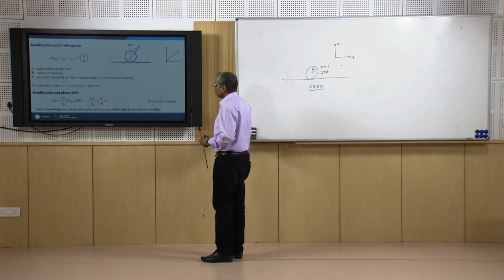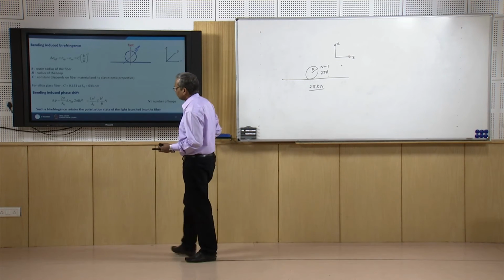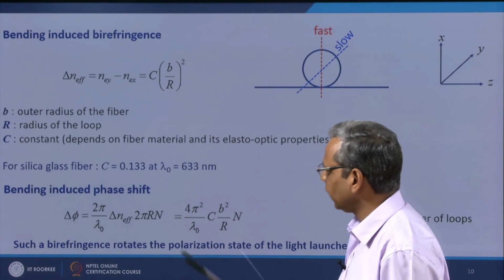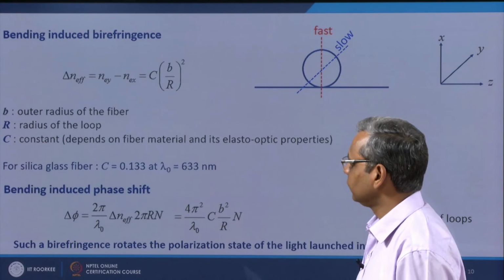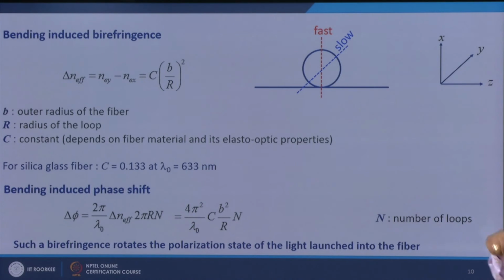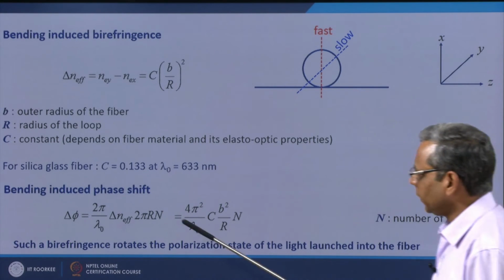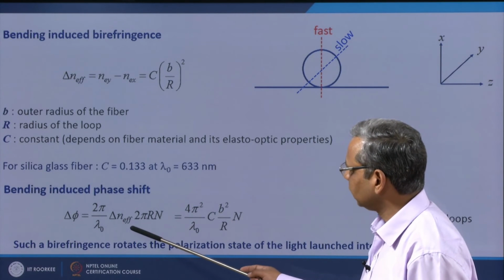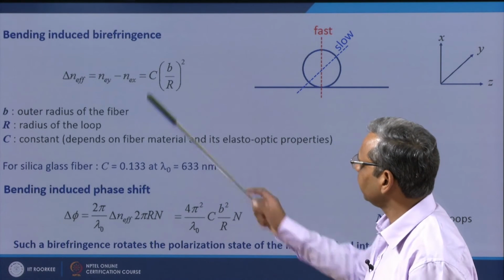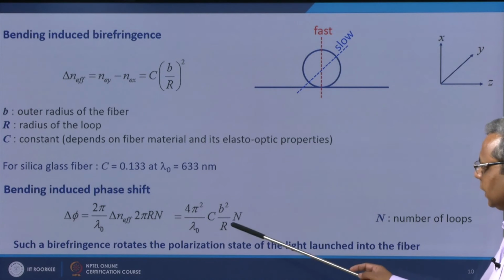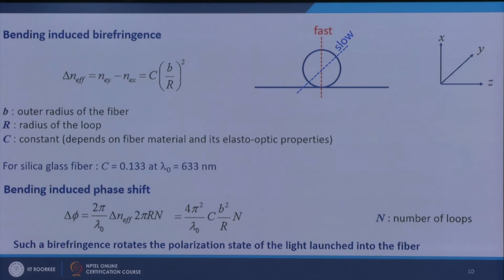So, what would be the phase shift accumulated if there are n number of loops? The phase shift would be 2 pi over lambda naught times delta n effective times the total length in the loops, which is 2 pi R n. If I now put in the expression for delta n effective from here, then it would be 4 pi square over lambda naught times C times B square over R times n.